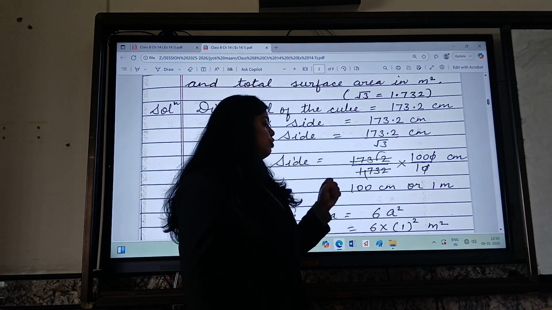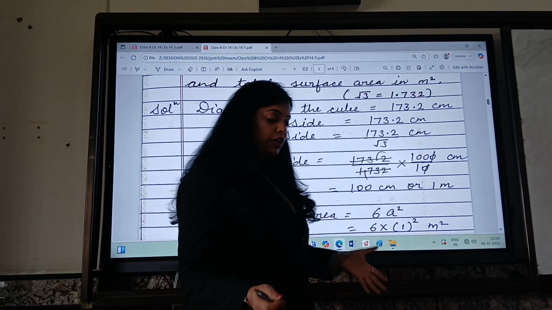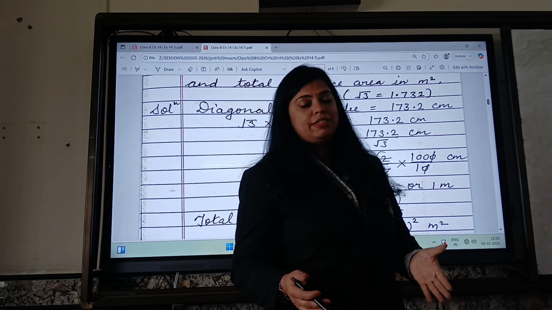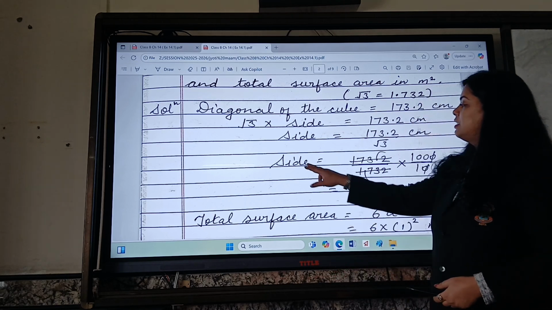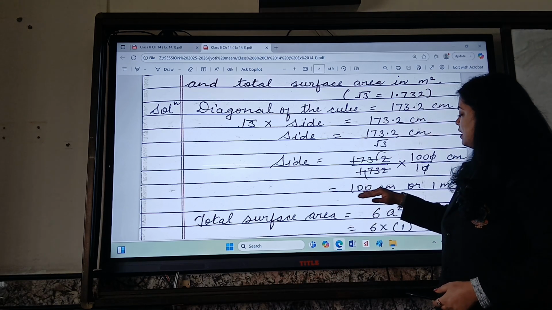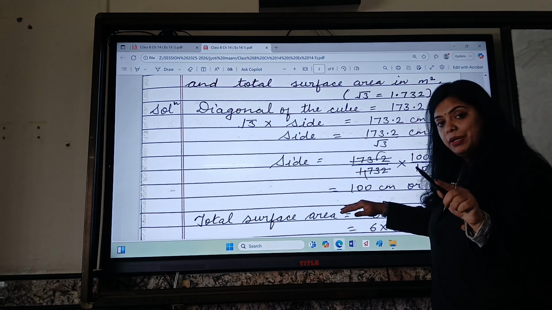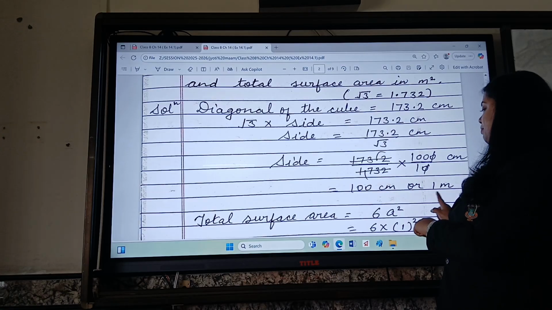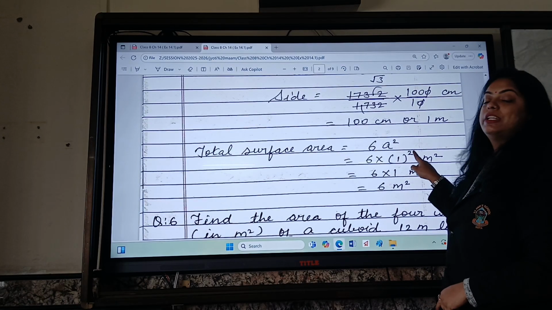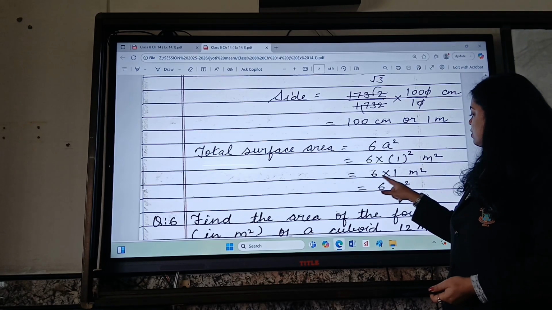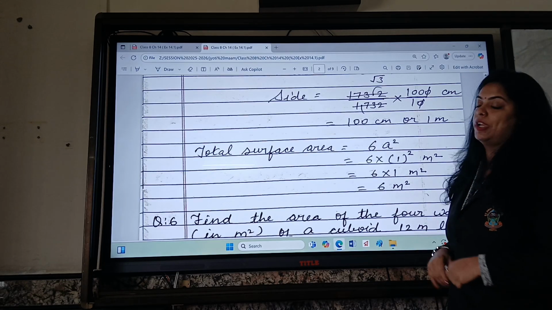Now the question wants to know about the total surface area. What is the total surface area of a cube? Yes, it is 6 side square, or 6a square. What is the side? We have taken out 100 centimeter, but the question wants this answer in meter, so I will use 1 meter. Hence, I have 6a square, meaning 6 into 1 square. 1 square means 1. So 6 into 1 is 6 meter square.